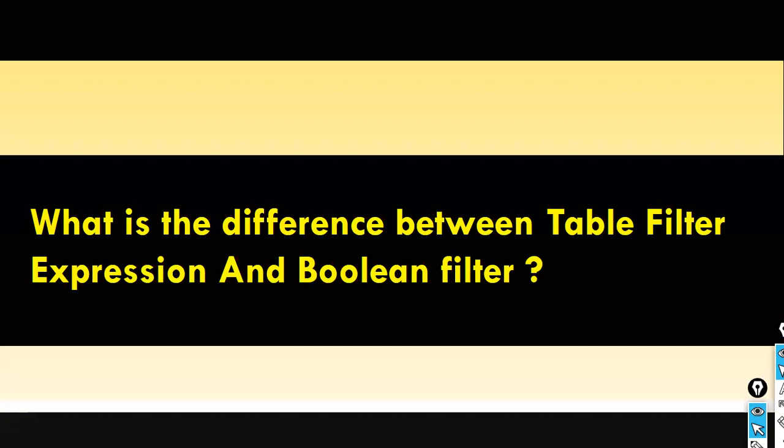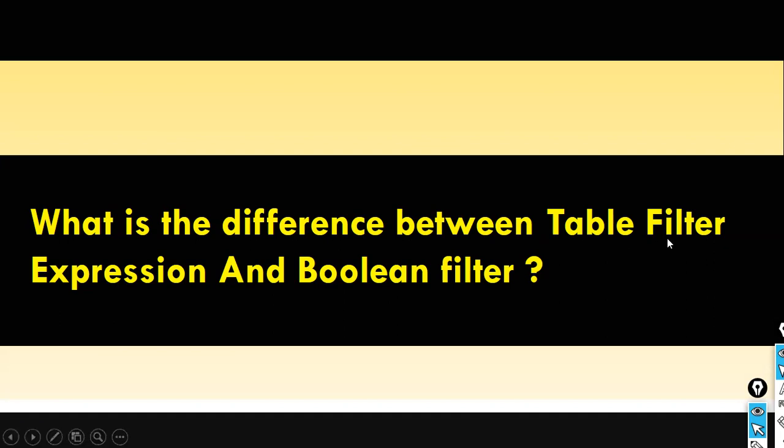What is the difference between table filter expression and Boolean filter? A Boolean filter is something like where country equal to United States or country equal to United Kingdom, whichever records match the specified country. For example, United States, only that record will become true.